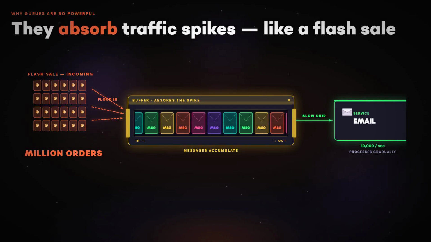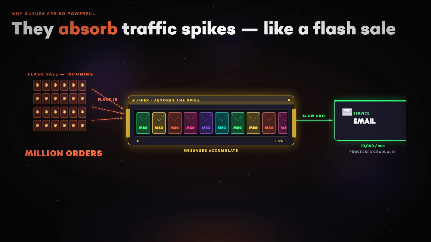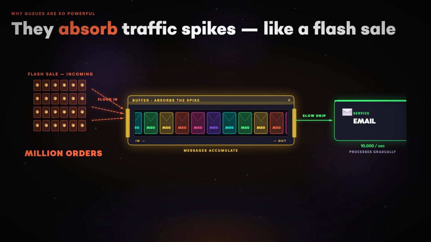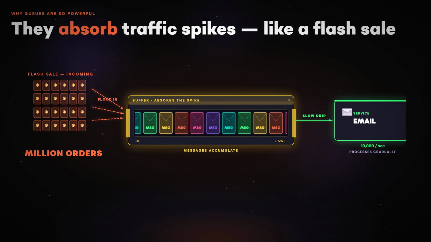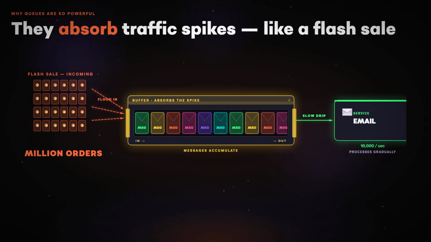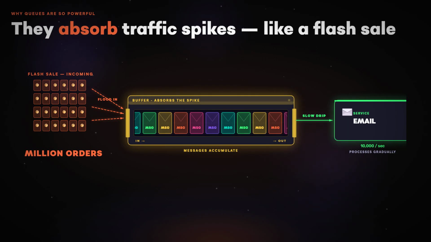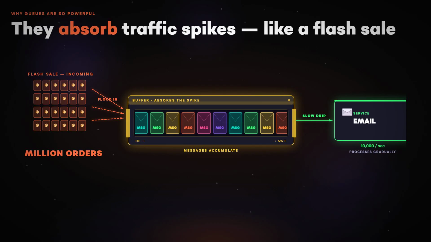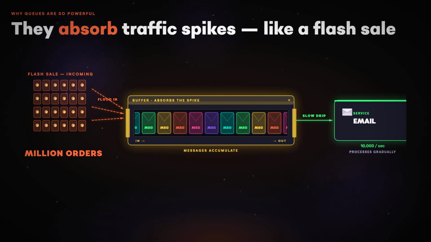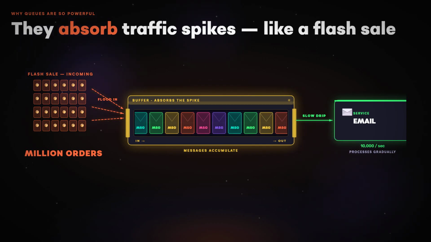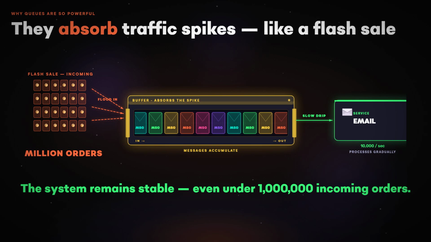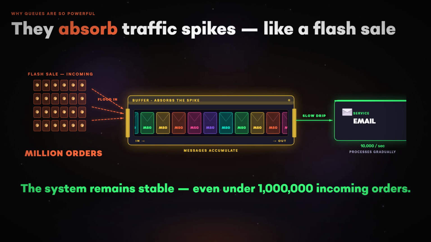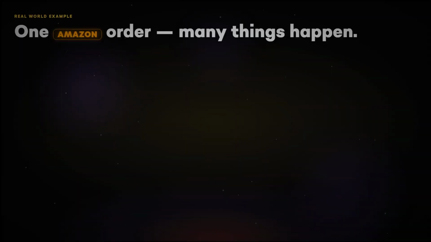The queues act like a buffer between services. Imagine a flash sale. 1 million orders arrive. The email service can only process 10,000 emails per second. Without a queue, the email service would become overwhelmed. With a queue, messages simply accumulate. The email service processes them gradually. The system remains stable. This ability to absorb traffic spikes is one of the biggest advantages of asynchronous communication.